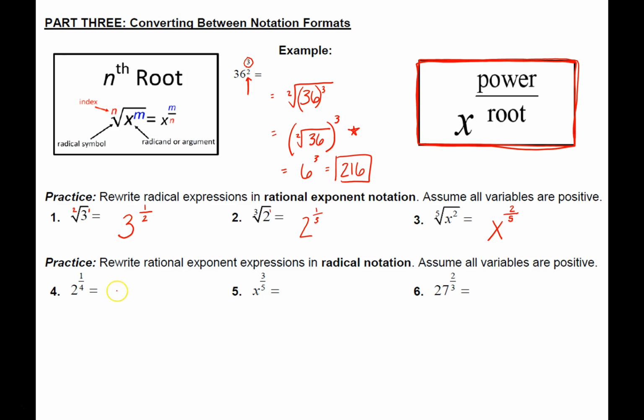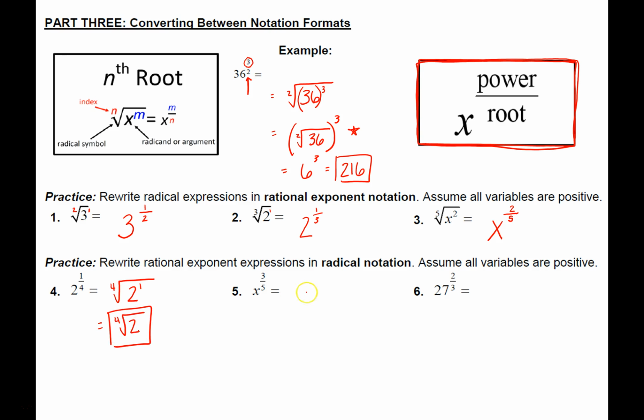So let's write this first one. We're going to draw our radical. The base is a 2. Remember, this is power over root. So the power is a 1 and the root is a 4. So this is a 4th root of 2.